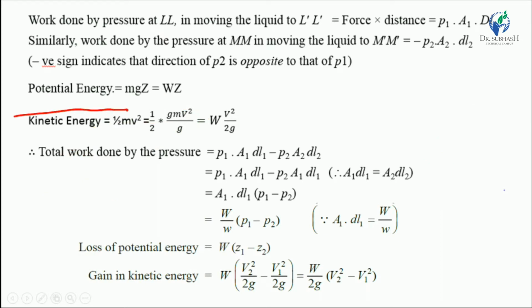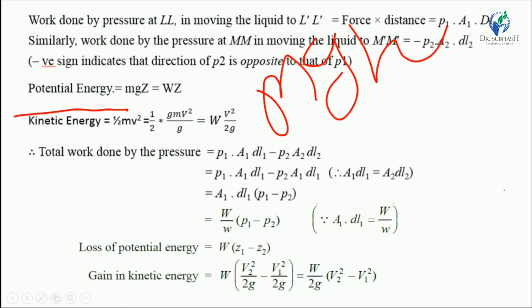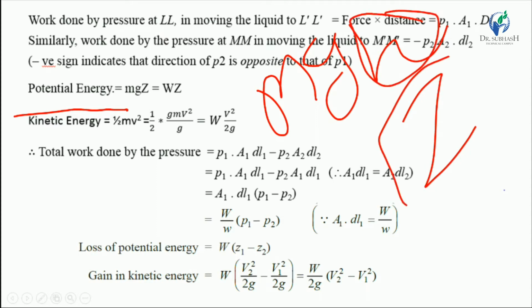Now potential energy: we know the equation of potential energy is mgh. We can write h or z. H denotes the head height, and z also denotes the height.